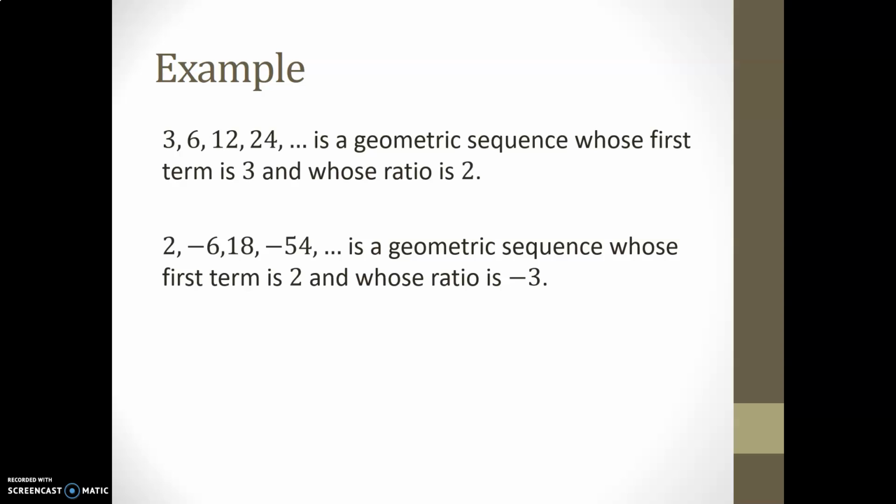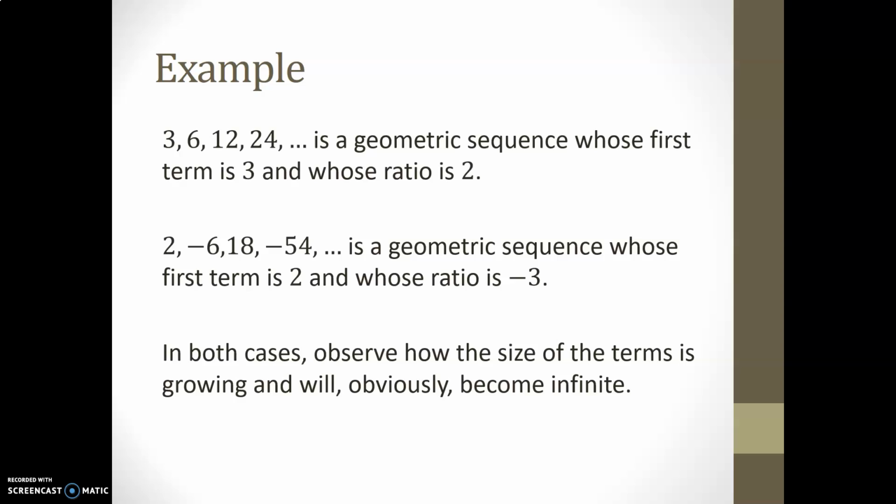The sequence 2, -6, 18, -54 is also a geometric sequence with 2 as its first term and a ratio of -3. In both cases, observe how the size of the terms is growing and will obviously become infinite, or in the case of the second sequence, will alternate between positive and negative and with growing size.